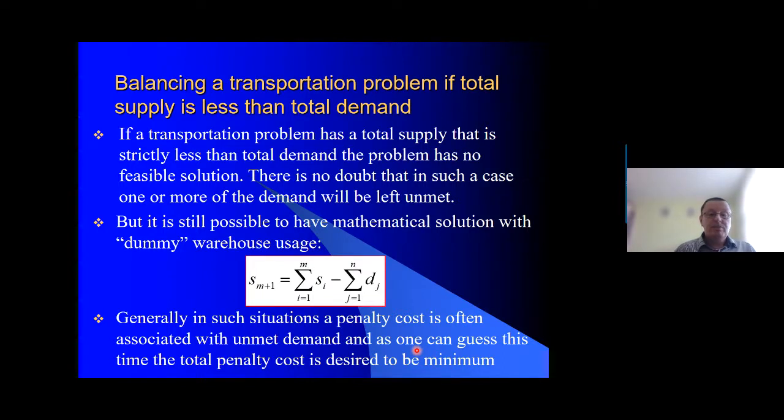In case of supply less than total demand, it's much more complex, but one solution is to introduce a dummy warehouse in a similar way, which provides a fictional resource, which could not be delivered, but could be used to obtain the ideal solution.